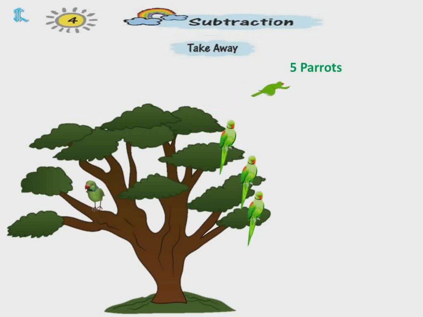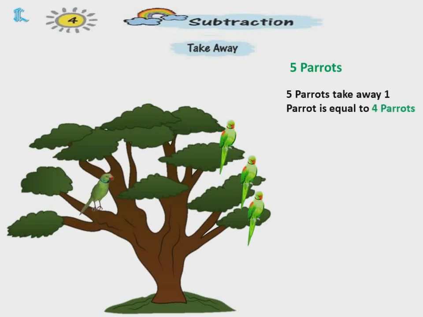Now what happened? One parrot flew away. So now how many parrots are there? First there were 5 parrots. Take away one parrot. Why take away? Because one parrot flew away. Now it equals how many parrots? 4 parrots. Now again one more parrot flew away.